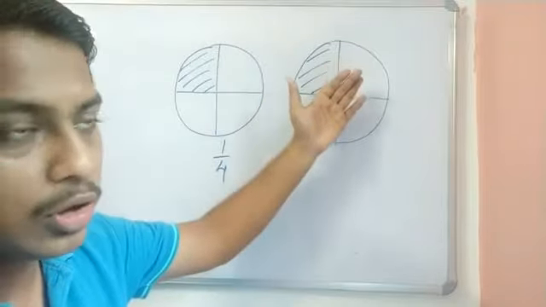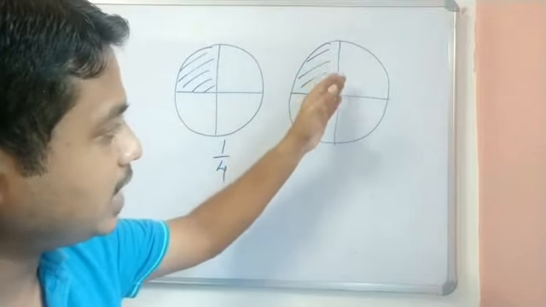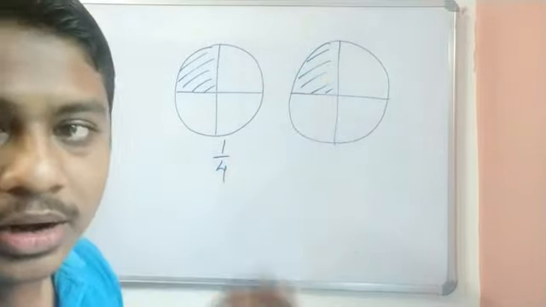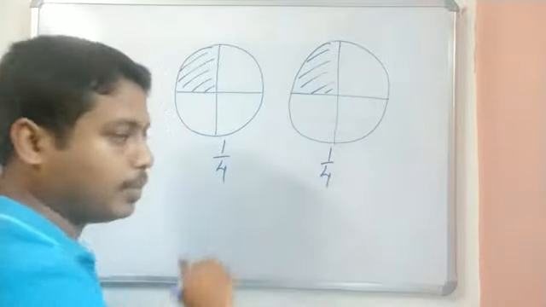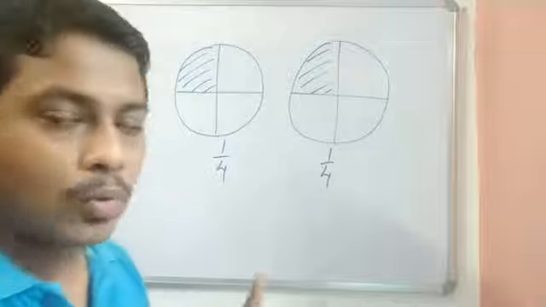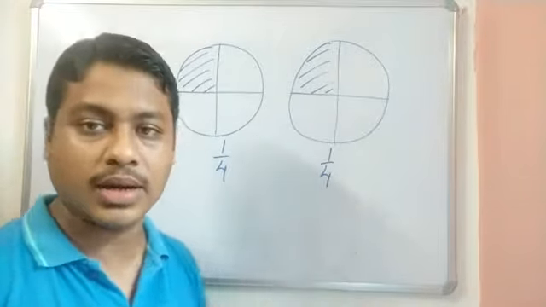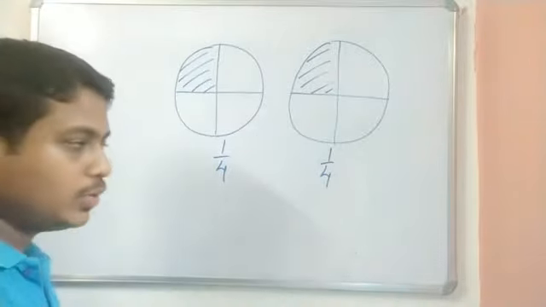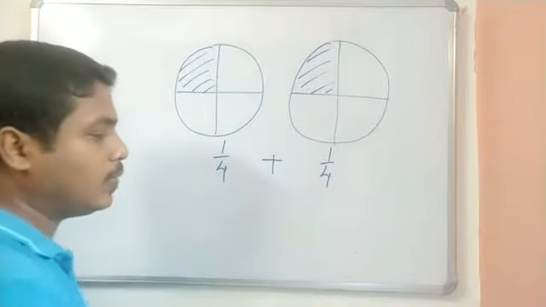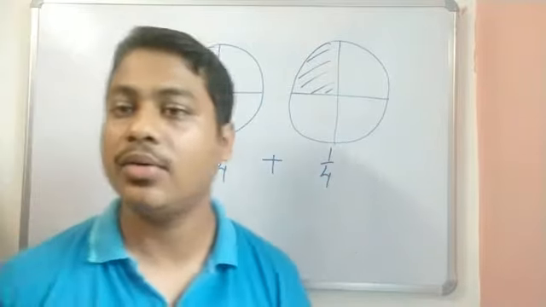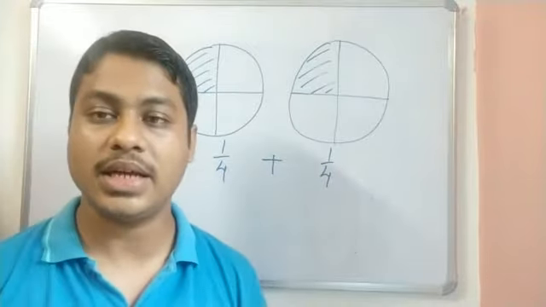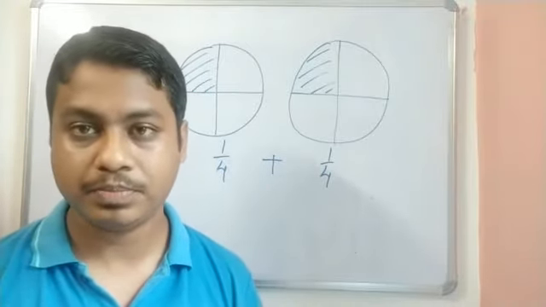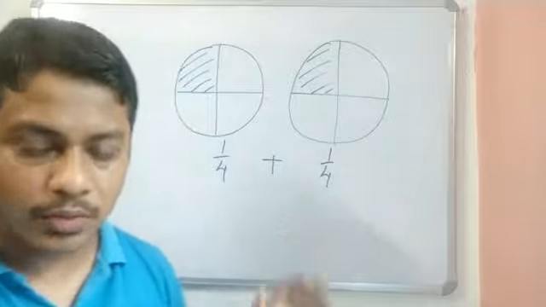Similarly, here also one portion is shaded, the other 3 portions are not shaded. Total portions: 4. So again I can write 1 by 4. Clear? So what is the total shaded portion of both circles? For that, we need to add 1 by 4 plus 1 by 4. Then you will come to know how much portion is shaded in both circles. Clear? This is one example.